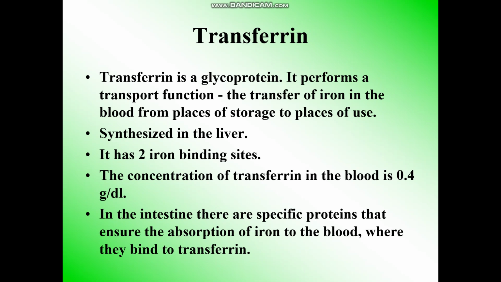Transferrin. Transferrin is a glycoprotein. It performs a transfer function, the transfer of iron in the blood from places of storage to places of use. Synthesis in the liver. It has 2 iron binding sites. The concentration of transferrin in the blood is 0.4. In the intestine, there are specific proteins that ensure the absorption of iron to the blood, where they bind to transferrin.